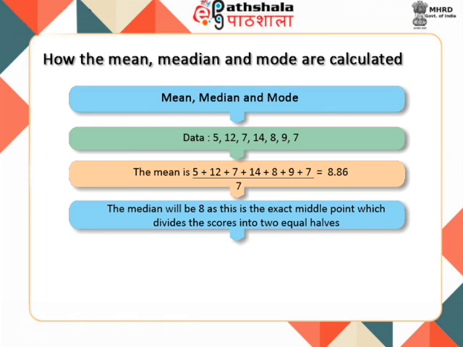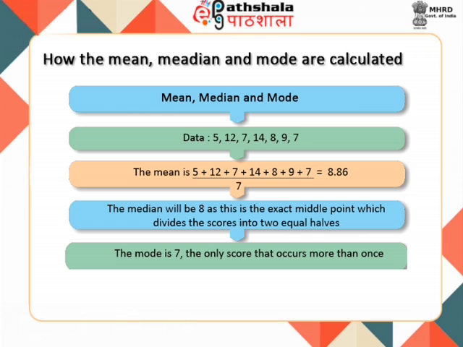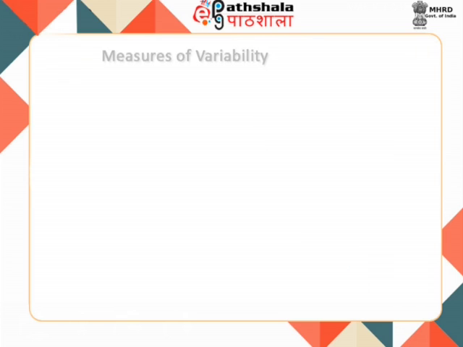Secondly, the median, also termed the middle score of the distribution, divides the scores in a distribution into exact two halves, the lower half and the upper half. Finally, the mode is the most frequently occurring score in a distribution of scores.